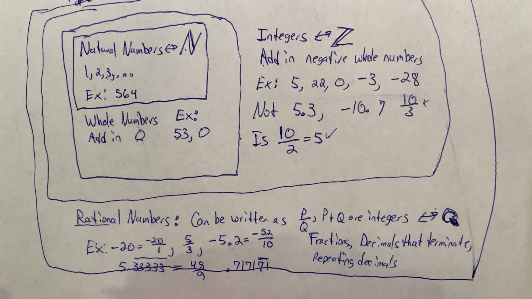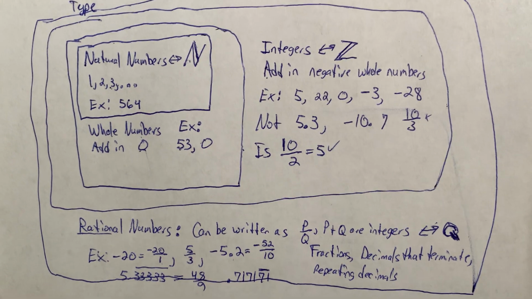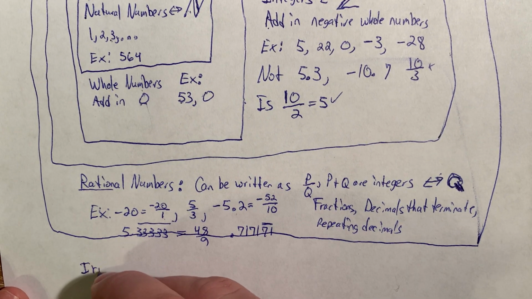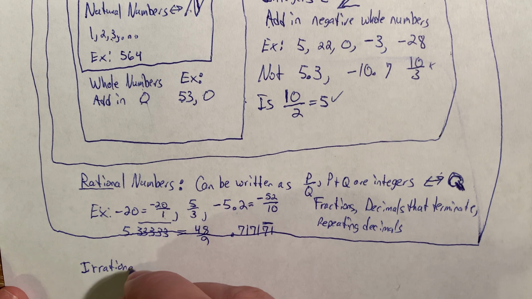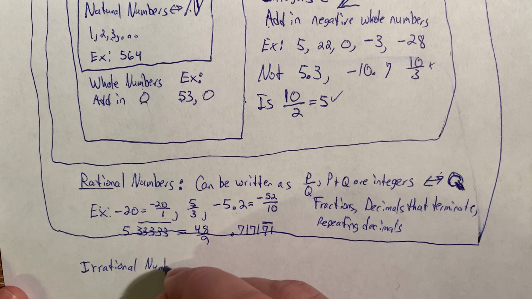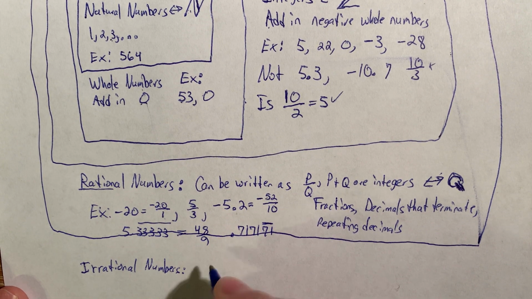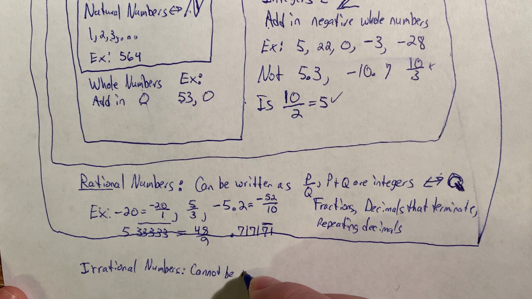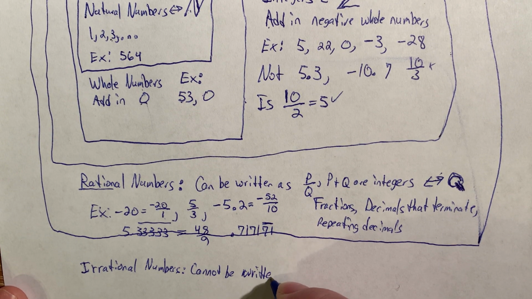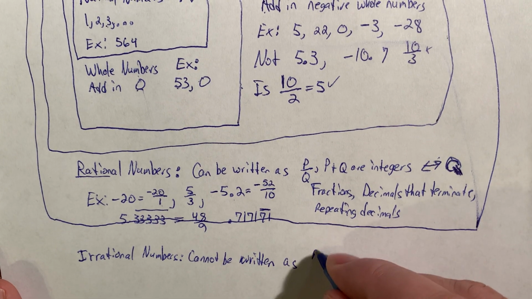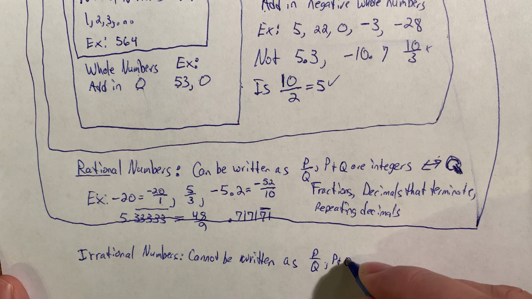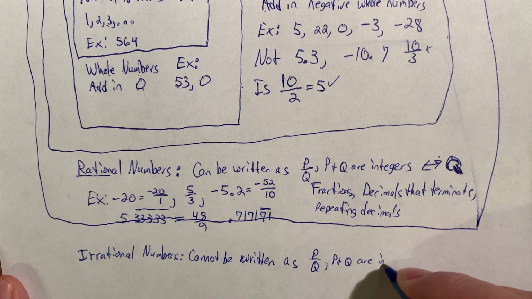Okay. Now, this is the first type that is not made up of the other ones. It's going to be its own set. Irrational numbers are just the numbers that cannot be written as P over Q, where P and Q are integers.